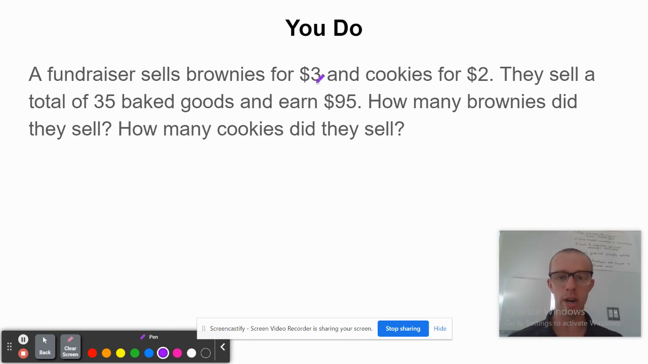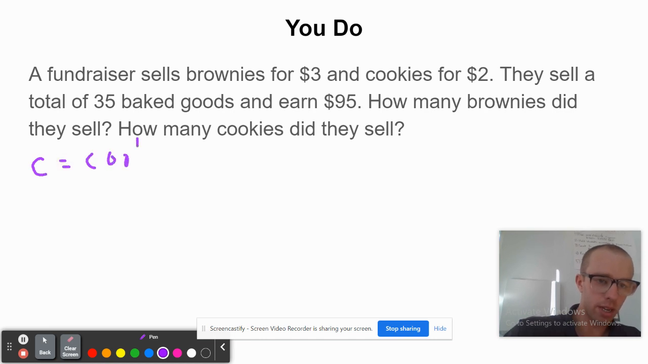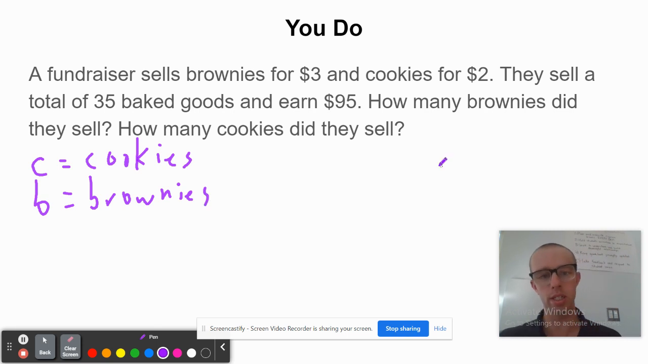A fundraiser sells brownies for $3 and a cookie for $2. They sell a total of 35 baked goods and earn $95. How many brownies did they sell? How many cookies did they sell? Well, my unknowns here are clearly cookies and brownies. I'm going to use B and C to represent brownies and cookies.